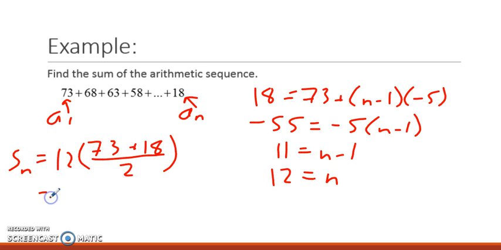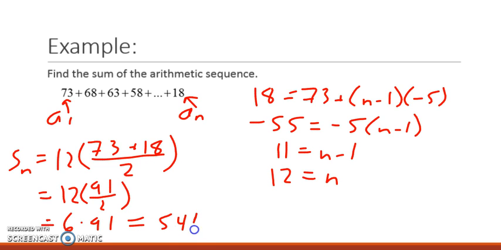So if I simplify this a little bit, 73 plus 18 is going to be 91. Now, as a tip, rather than taking 91 and cutting it in half, it would actually be easier to take the 12 and cut it in half, because I have 12 times 91 divided by 2. So the order that I do those things in actually doesn't matter in this case. So 12 divided by 2 is 6. And then multiplying by 91 is going to give me 546. So that is the sum of all of those numbers.